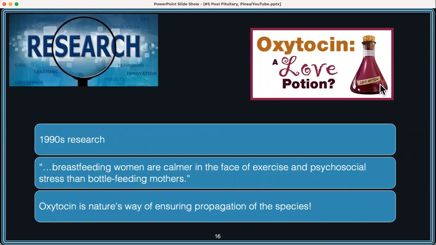Early in the 90s, they did a study and found that breastfeeding women are calmer in the face of exercise and psychosocial stress than bottle feeding mothers. So oxytocin is a way of ensuring the propagation of the species and caring for the baby.